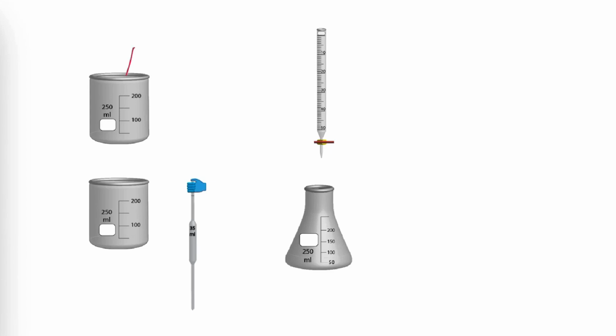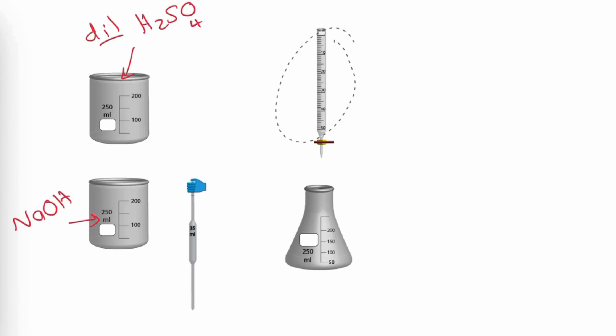The first chemical is dilute sulfuric acid, and the second chemical is sodium hydroxide. Okay, so what is the next step? The first step is that I'm going to fill my burette with the acid. I fill the burette until it reaches 0.0. Then I will call the burette filled. So here I will add my acid. The first step: fill the burette with the dilute sulfuric acid.